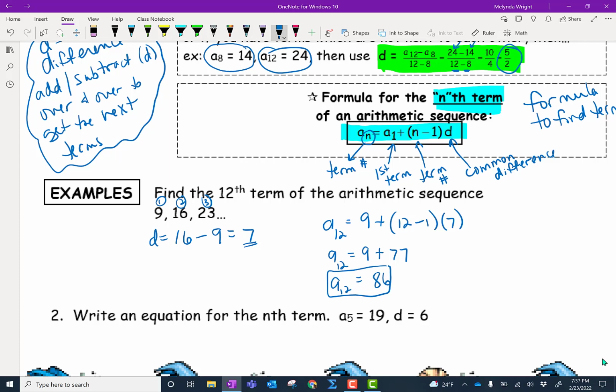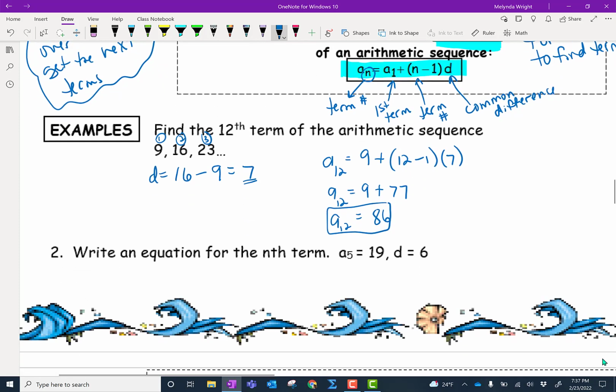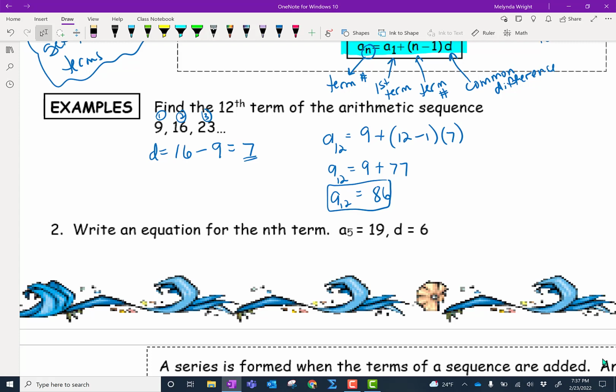Okay, great. So on the next one, we want the equation for the nth term. Nth term, that sounds weird. Basically, they want the equation with the n in it. So we just need the general equation. That's what we want, the general equation.